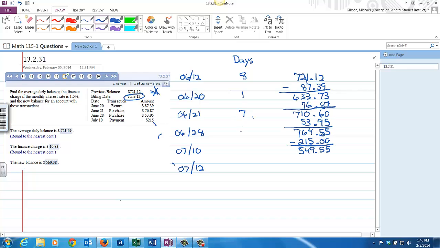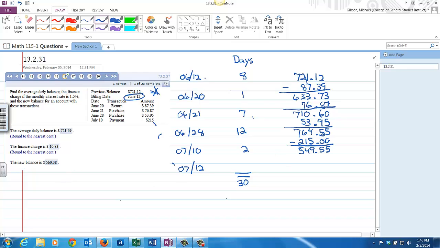Now you've got to think for a minute here. From June 28th to July 10th, this is where you need to know June has 30 days. From the 28th to the 30th, there are 2 more days in June, plus the first 10 days in July. Well, 2 and 10 is 12. And this last one is in effect from the 10th to the 12th. That's 12 minus 10, which is 2 days. If you want to double check yourself, your days should add up to the number of days in the month, and June has 30 days, so in this case that does add up to 30.